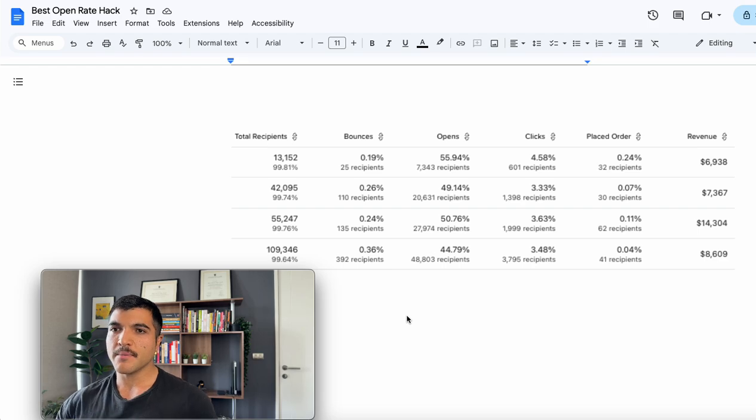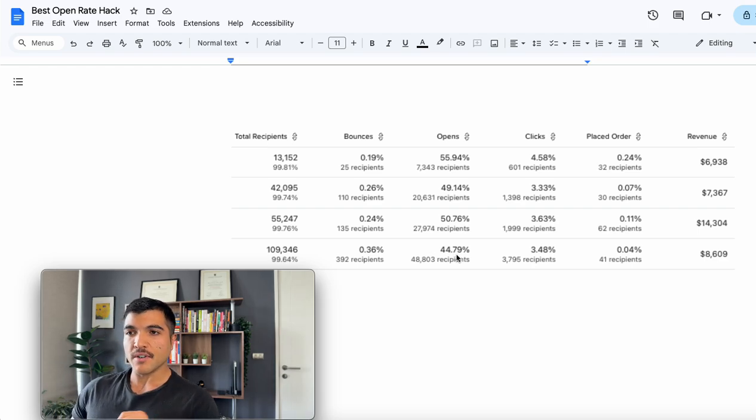And as you can see, this first group had a 55% open rate, and the lower performing group had a 45% open rate. So that's a 10% difference, which is huge. And also, this group had a higher click rate, so 1% higher click rate, a higher placed order rate, and the revenue per recipient was like 10 times higher as well.